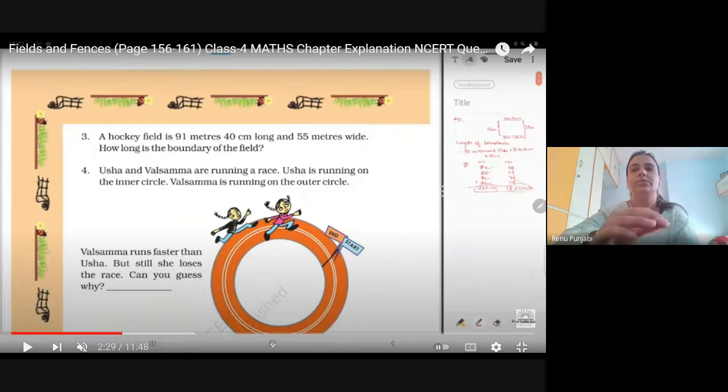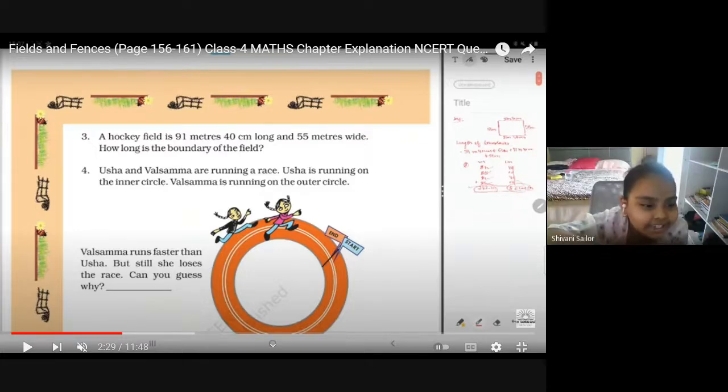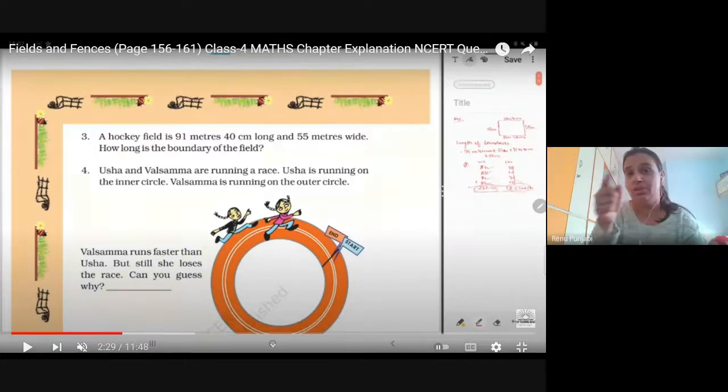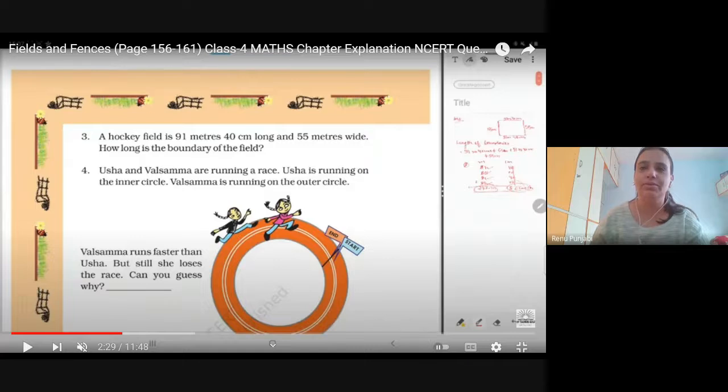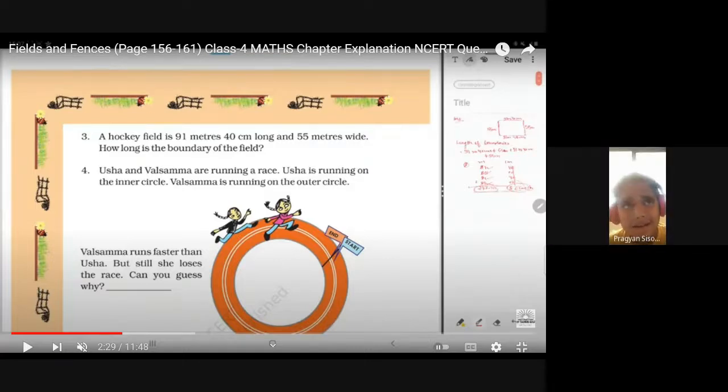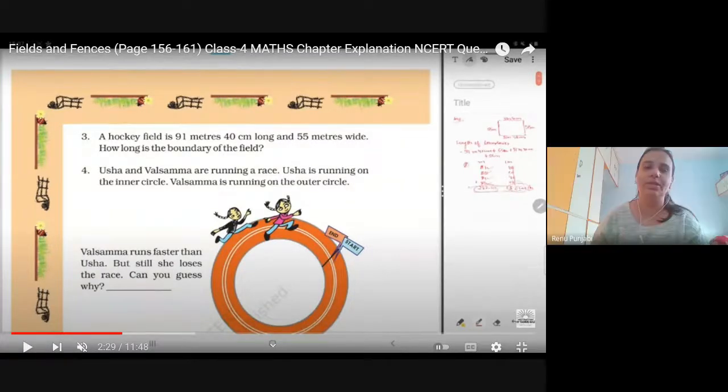I knew the answer of this, but I didn't understand how to write it. Yeah, but you're still writing perimeter, ma'am, spelling Renu wrong. Ma'am, Renu ma'am, Renu ma'am. I was trying to write that perimeter is always bigger than area. Perimeter is always bigger than area. Okay, but it's not compulsory always.